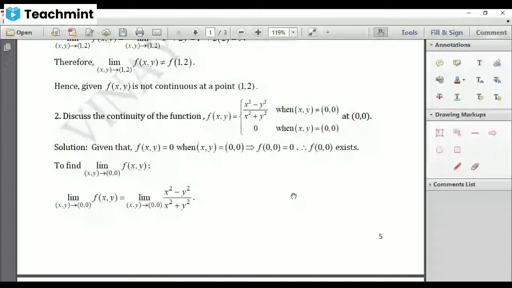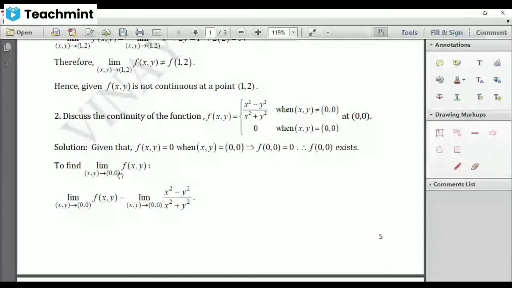As usual, first we have to find the value of the function at 0 0. When the ordered pair x comma y is equal to 0 0, what is your f of xy? It is 0. Now substitute x equal to 0 and y equal to 0. You'll get f of 0 0 is equal to 0 only. But 0 is finite. Therefore, f of 0 comma 0 exists. That means the first condition of continuity is satisfied. Now let us find the limit of f of xy as x comma y tends to 0 comma 0.